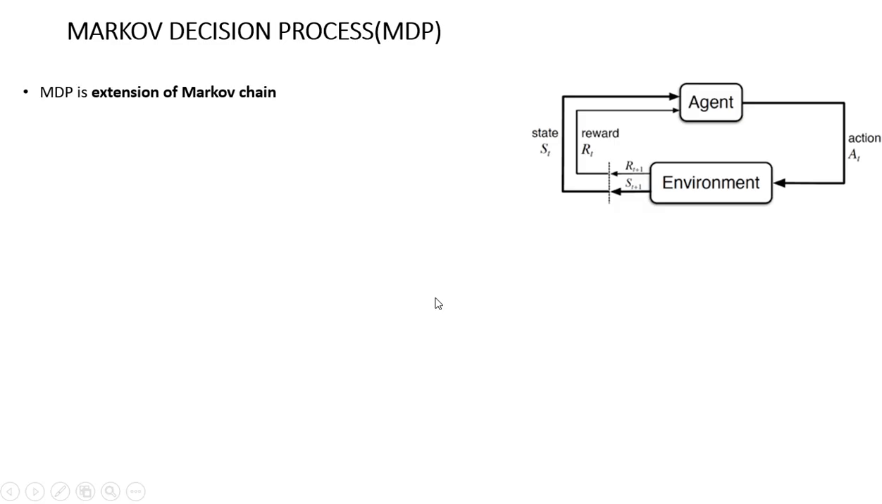Now, that was about the Markov chain. Let's go into the Markov decision process. As I said, MDP is an extension of the Markov chain. So basically, in short, you can say MDP is a Markov chain with rewards.